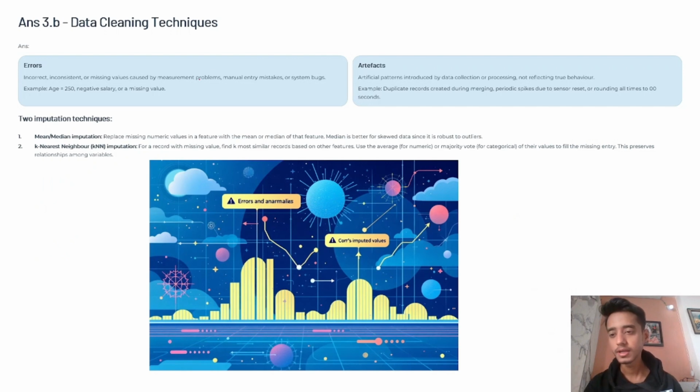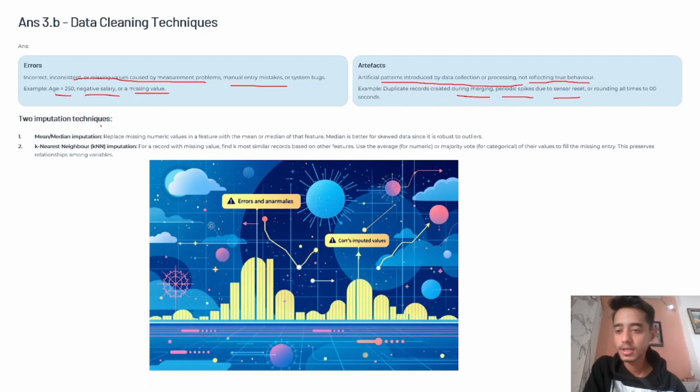Errors mean incorrect, inconsistent or missing values caused by measurement problems, manual entry mistakes or system bugs. Example: age equals 250, negative salary, or a missing value. Whereas artifacts are patterns introduced by data collection or processing, not reflecting true behavior. Example: duplicate records created during merging, periodic spikes due to sensor reset, or rounding all times to 00 seconds.